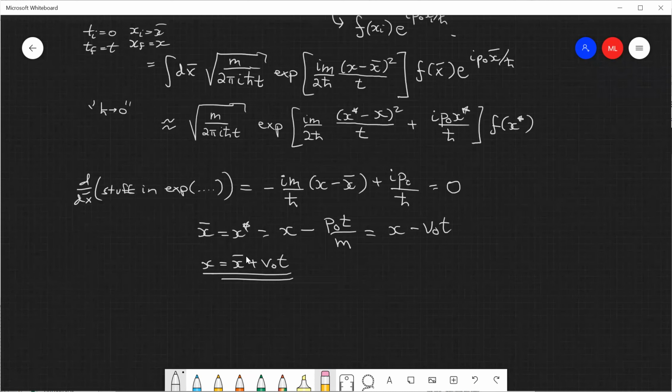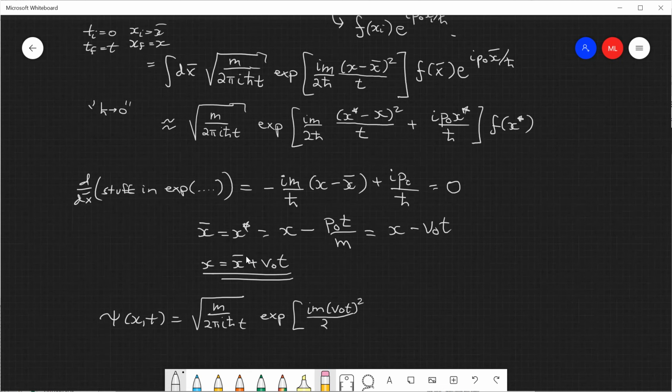All right, and so then you can use that to, of course, now you're kind of done, right? Because now what you get is, well, you get your solutions. Psi of x of t is equal to the square root of m over 2 pi i h bar t, times the exponential of i m v naught t squared over 2 h bar t. And then you get the initial wave function evaluated at x minus v naught t.